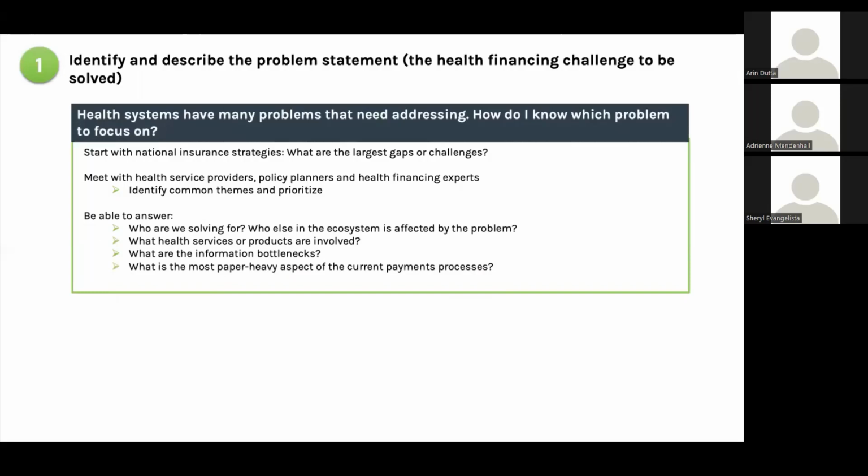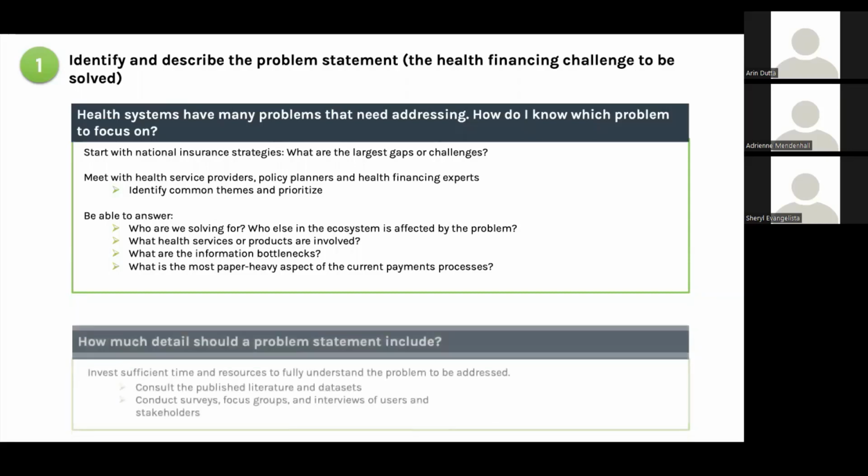And then we want to start to be able to answer the questions of, when we look at those themes, who are we really solving for? And who else in the ecosystem is going to be affected by the problem? Who are the other stakeholders involved? And which health services are we specifically talking about? Is it primary care as a whole, or are we looking at maternal and child health? And then within those health services, what are some of the information bottlenecks, and where is the system being dragged down, so to speak, by very paper-heavy processes?